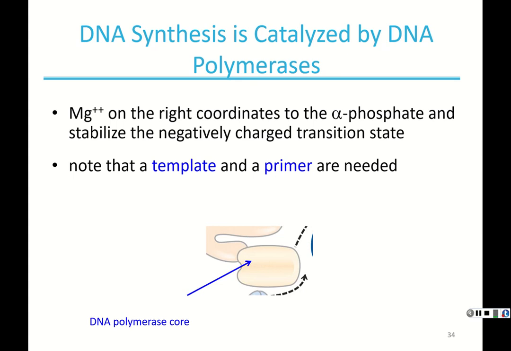DNA synthesis is catalyzed by the DNA polymerase. Magnesium coordinates the alpha phosphate, and it also stabilizes the negatively charged phosphate group and transition state. So many times in the cell, when you have phosphate groups and triphosphate groups, you're going to have magnesium 2+ cations around because it helps shield those charges.